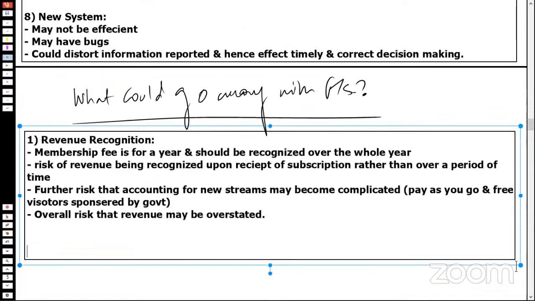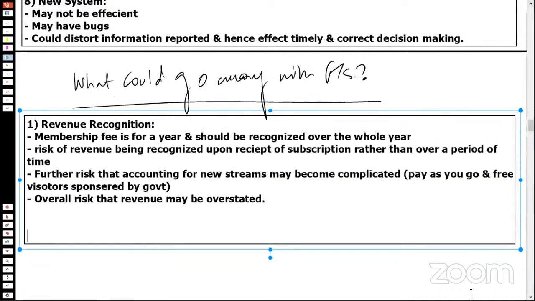Do you people get it? What did I do? I just went through the revenue area. I connected the scenario. I connected the situation and I said that I am facing a risk. As an auditor, I'm thinking that there could be issues because if you are receiving membership fee, there could be a risk that you might not recognize this membership fee over a period of the whole year. Rather, you recognize it immediately. Further, you have got new types of revenue recognitions that would be coming in. So ultimately, there is a risk of the revenue being overstated.